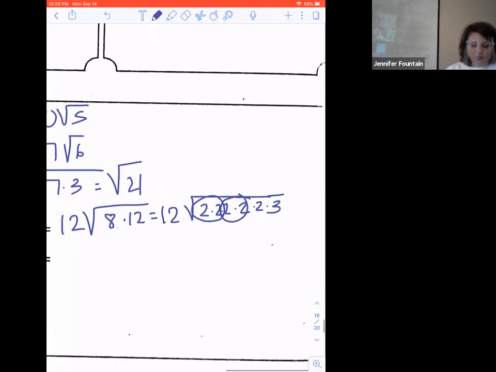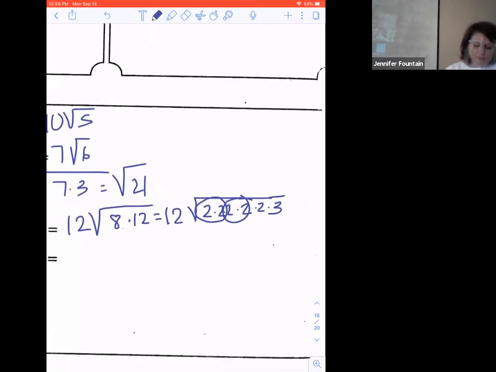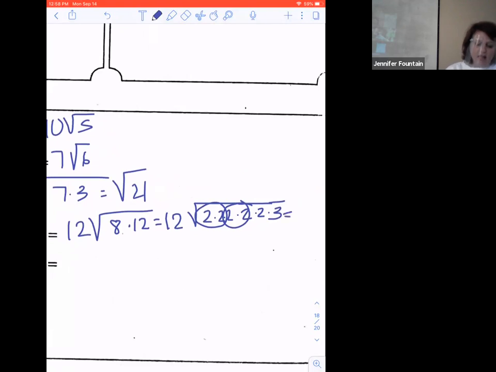So when each of these 2 groups comes out, I already have that 12. Now I've pulled out 2 groups of 2. Let me write it a little bit closer this way. I already had the 12, then I'm pulling out 1 group of 2, 2 groups of 2, and then under my radical is going to be 2 times 3. So now I want to multiply everything together.